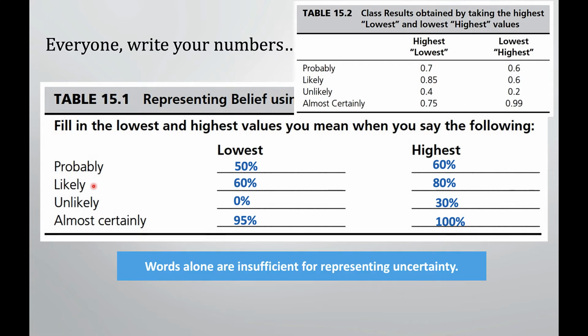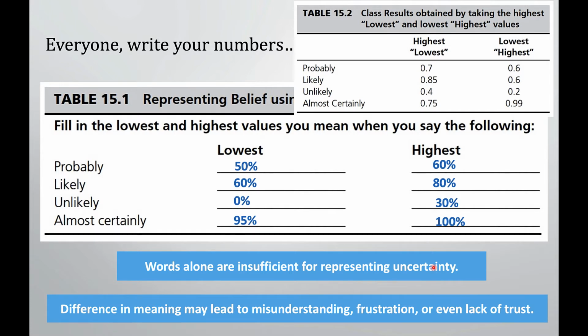And words alone, only these four words without any clarification or without any precise probability assigned to them, are not sufficient for representing uncertainty and for representing people's beliefs about uncertain events. Okay. And the differences in the meaning of these words across people may lead to misunderstanding, frustration, or even lack of trust. These are definitely bad outcomes from the differences in the meaning of these words.